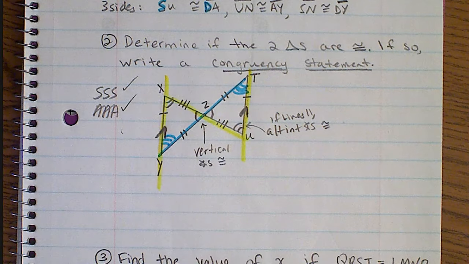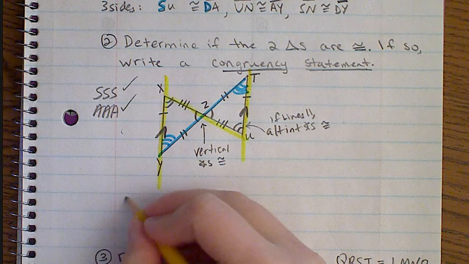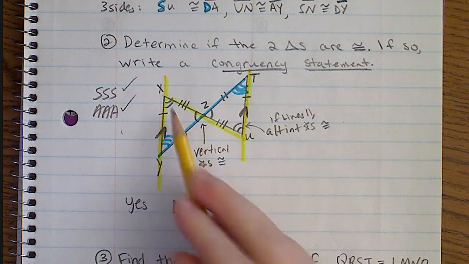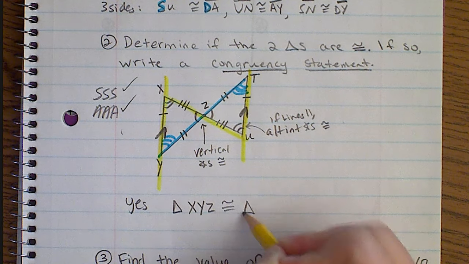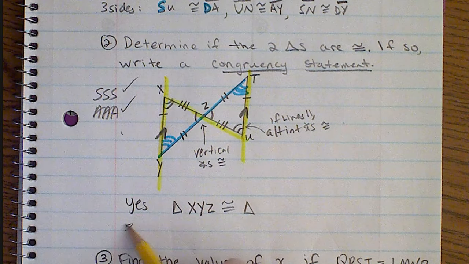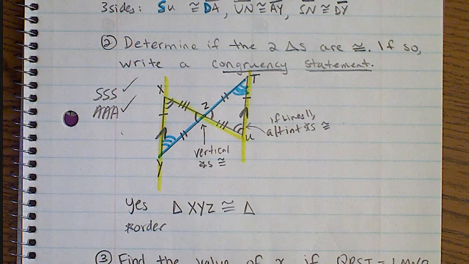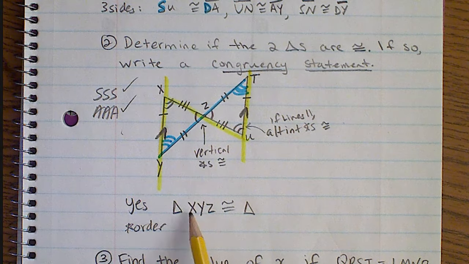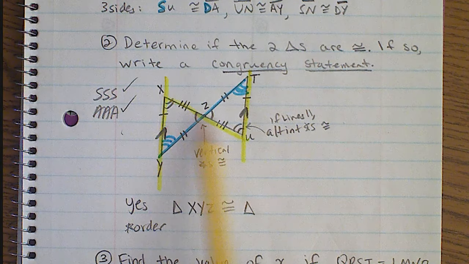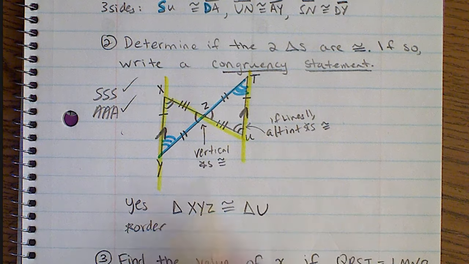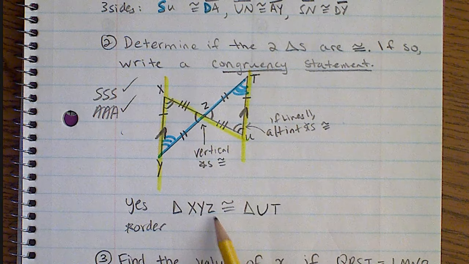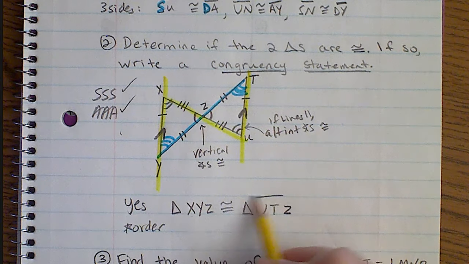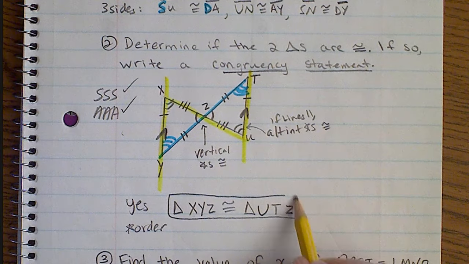So once you have SSS, AAA, I can now write my congruency statement. So yes, triangle XYZ is congruent to triangle. Remember to match up the order here. Order matters. So X, I chose X to be first, 2 arcs. So that would match up with U. Then Y would match up with T. And Z would match up with Z. And so this is my congruency statement.